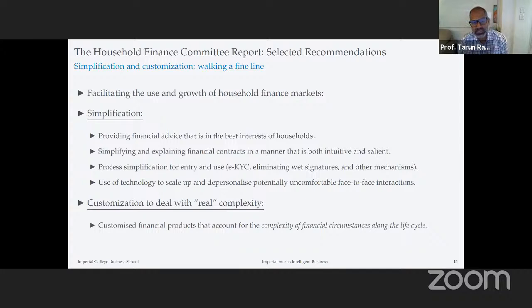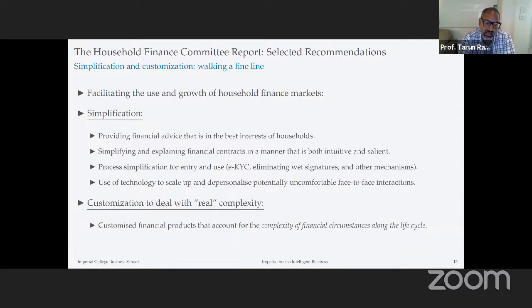Okay. So what did we say in the Household Finance Committee report that might help resolve some of these issues? This is also looking ahead to the situation that we find ourselves in today. We wanted to facilitate the use and growth of household finance markets, but we wanted to walk a fine line between simplification and customization. So simplification, of course, is extremely helpful. And we were hoping to do that in the form of providing financial advice that is in the best interest of households, simplifying and explaining financial contracts in a manner that is both intuitive and salient for households, engaging in process simplification for entry and use.